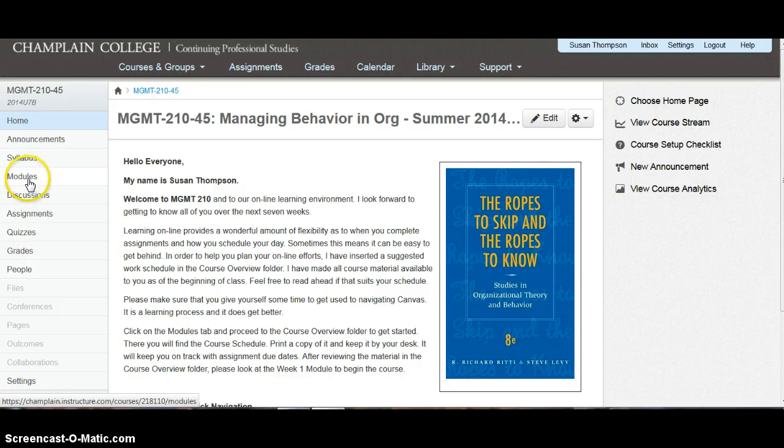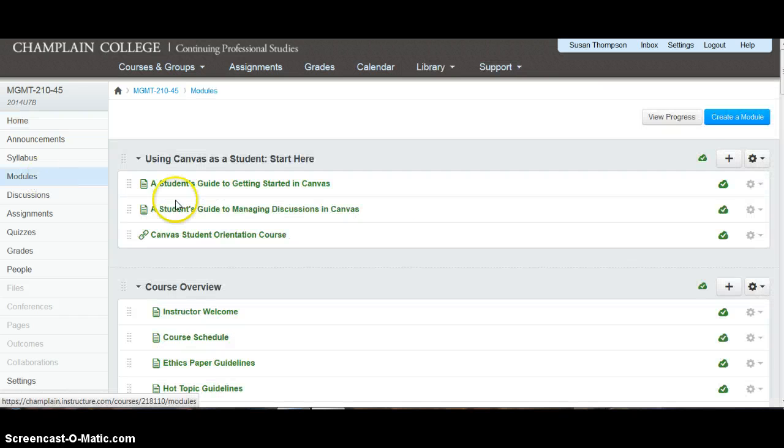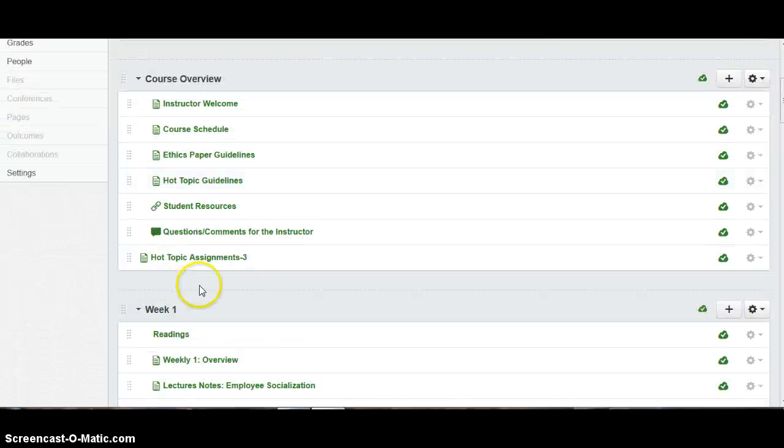The guidelines are located on the left side of the screen. Click on the Modules tab and scroll down to Course Overview Materials to find the Hot Topic guidelines. Just to let you know, most guidelines are going to be found in this particular section. Click on the Hot Topic Guidelines.